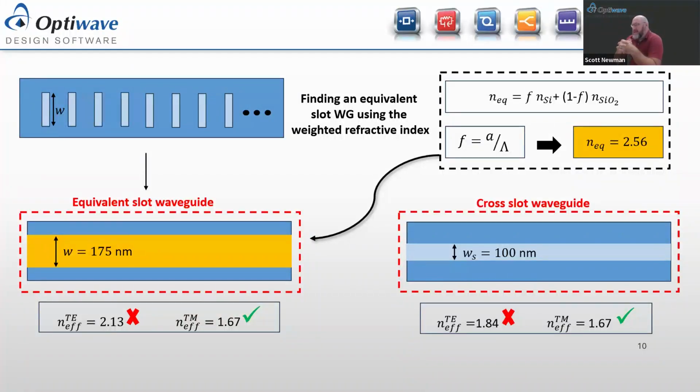The TM polarization, on the other hand, has the same effective index between these two waveguides. So we have effective index matching. So long as we bring the waveguides close enough together, we will actually get coupling across into the cross waveguide and then separation of the polarizations.